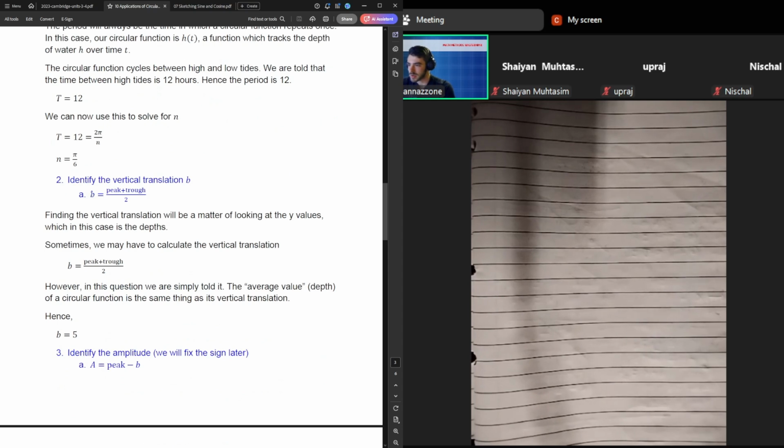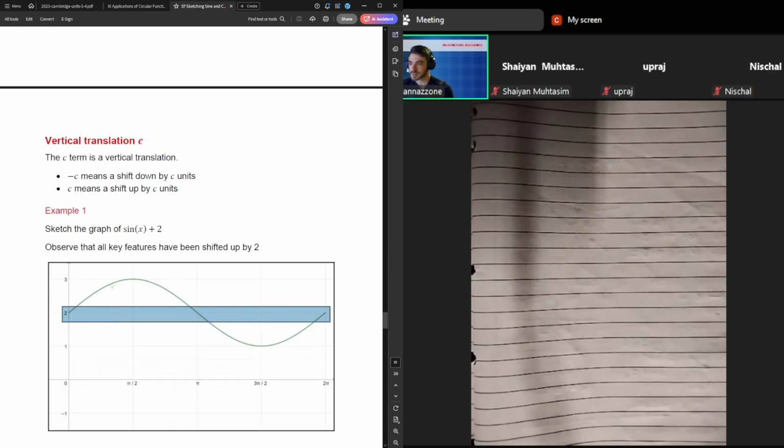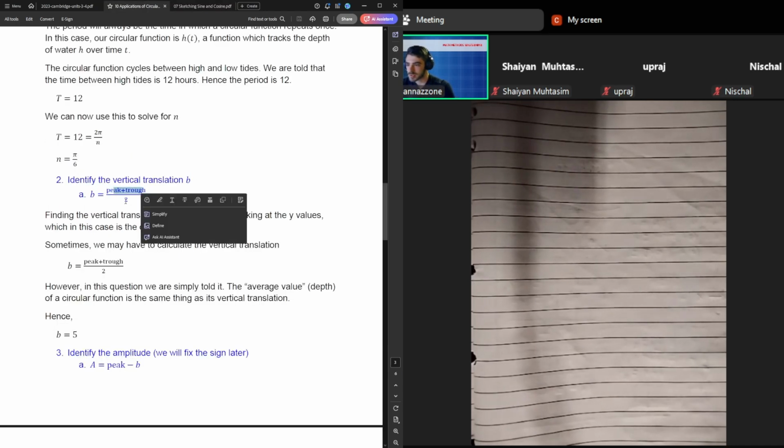In the context of how you could solve it in application style questions, you could calculate it, right? If you're told the peak and the trough values, so that's going to be up here and up here, so high tide and low tide in our case, if we had that information, we could just do the average of that, right? You'd add the two together and divide by 2 to find the middle.